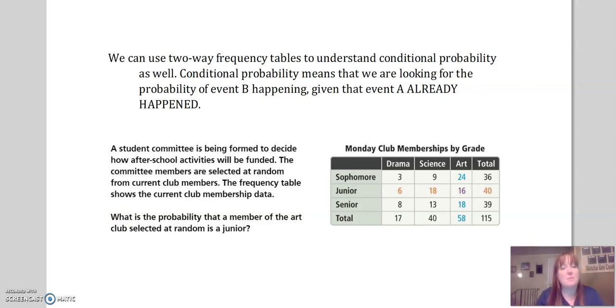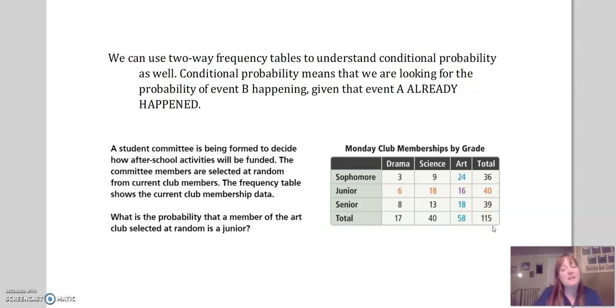What's the probability that a member of the art club selected at random is a junior? So we're saying I already selected somebody and I know they're from the art club. I'm only talking about the art club. If I said, if I select one student at random, what's the probability that they are in the art club and a junior? I would say, well, that is 16 out of 115 people, right? There's 16 people that are both, out of 115 total. But we're not talking about that.